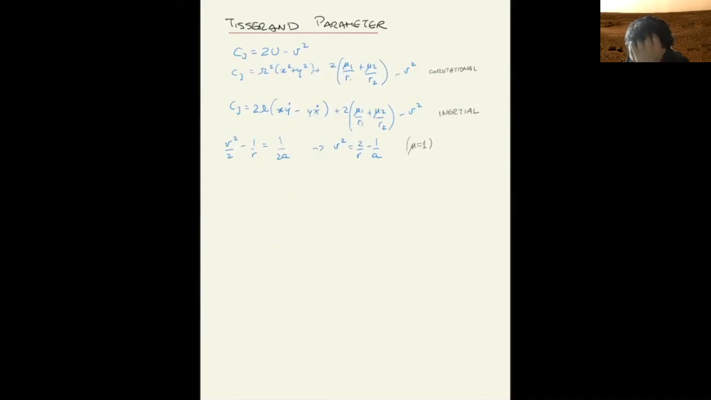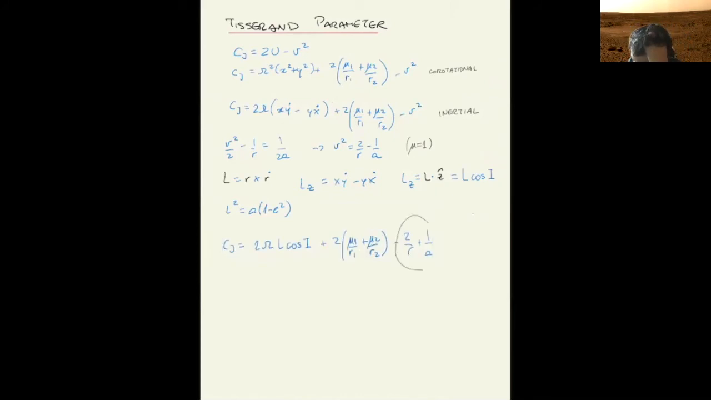Now consider the angular momentum, which is r cross r dot. So the z component of the angular momentum is equal to x y dot minus y x dot. And the z component of the angular momentum is the vector angular momentum dotted with z hat, which is L cosine I, where I is the inclination. The magnitude of the angular momentum is given by the semi-major axis and the eccentricity. So we can substitute this Lz into the Jacobi constant and write it in terms of the angular momentum, where we substituted also the equation for v squared.